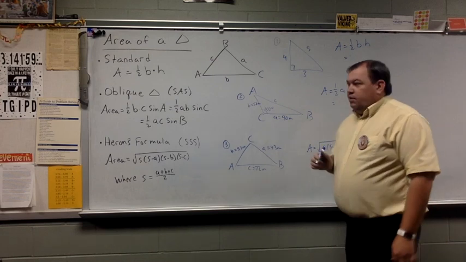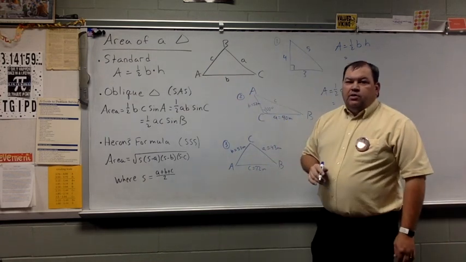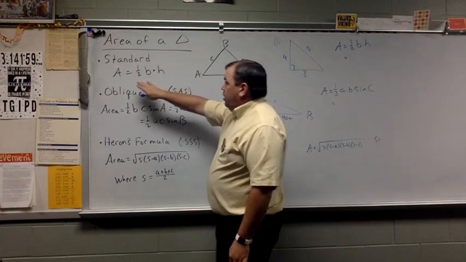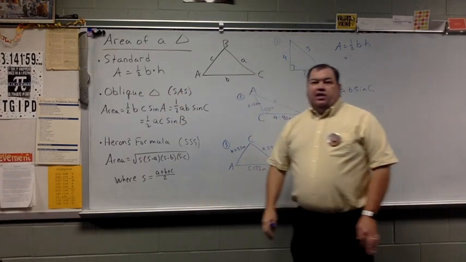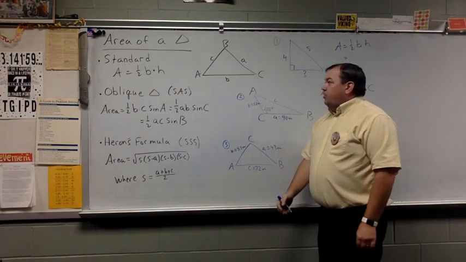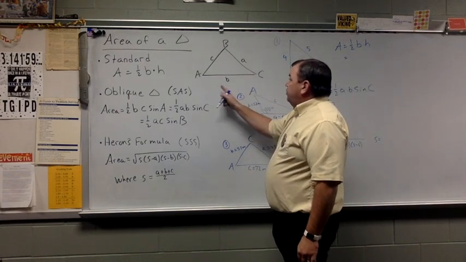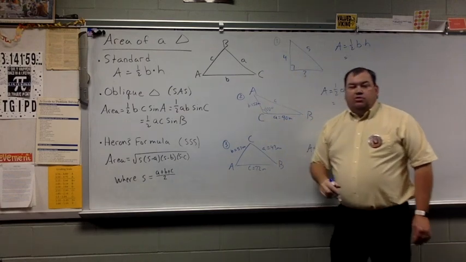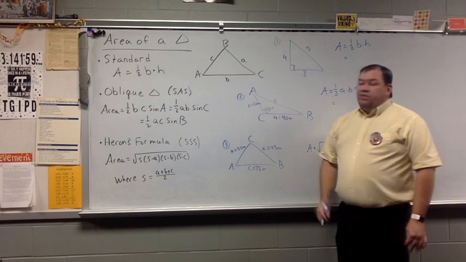Let's talk briefly about triangles, specifically the area of a triangle formula. When we first learn about area of a triangle, we have a formula: area equals 1/2 base times height, which is fine as long as we know the base and we know the height. But as you notice in our triangle here, we do know the base, but we don't necessarily know the height. So we need to have some alternatives besides 1/2 base times height.